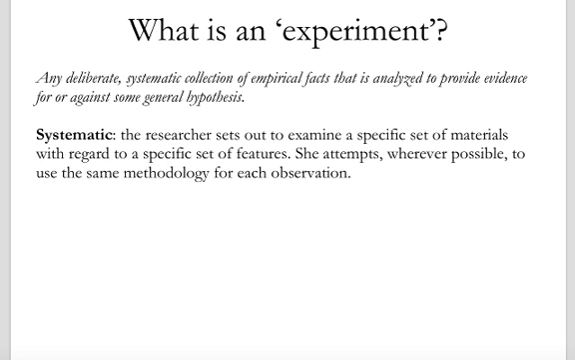Systematic. What does that mean? Well, here's an attempt to explain what systematic means. The researcher sets out to examine a specific set of materials with regard to a specific set of features. And the researcher attempts, whenever possible, to use the same methodology for each observation. So you're not just going out there willy-nilly in the world and saying, oh, look, I saw something over there, and then look, my cousin saw this other thing last week, right? You're trying to observe a specific set of materials, and you're trying to do each observation in the same way. That's what makes an experiment systematic.